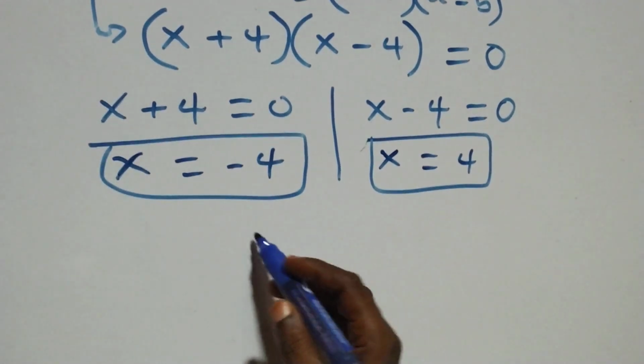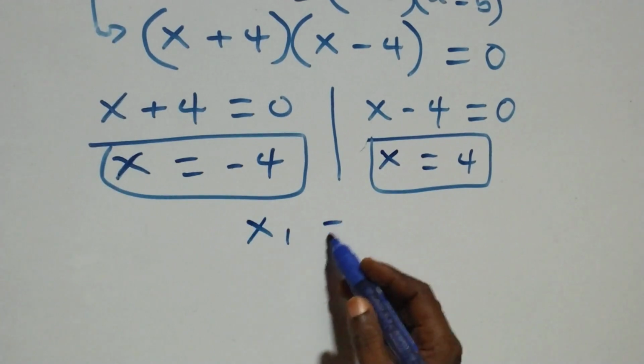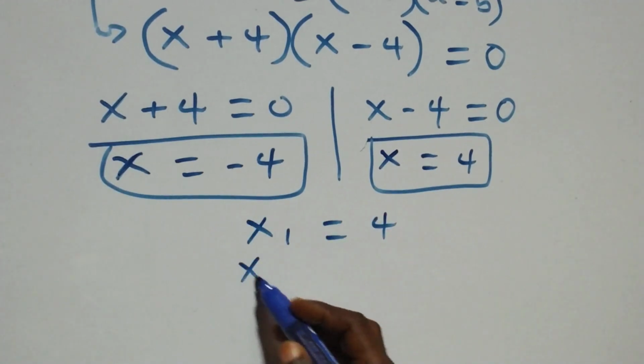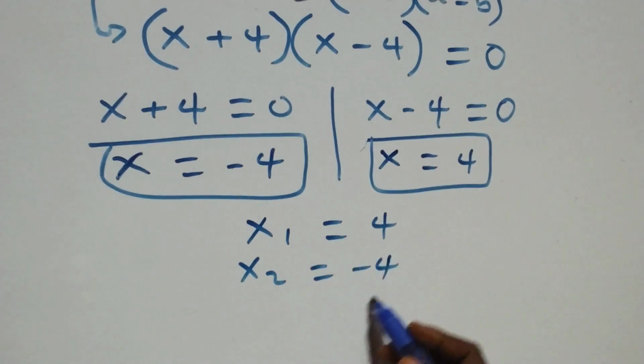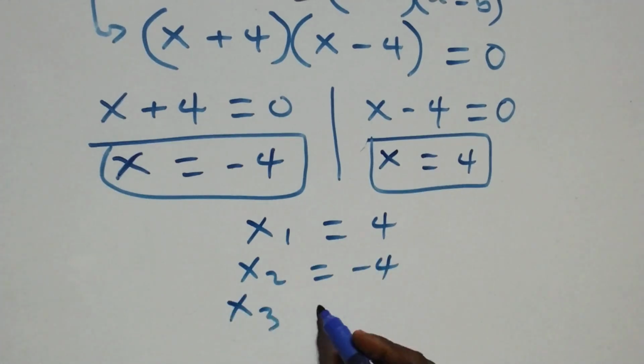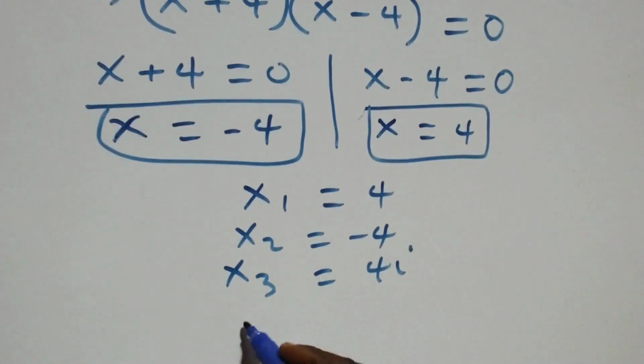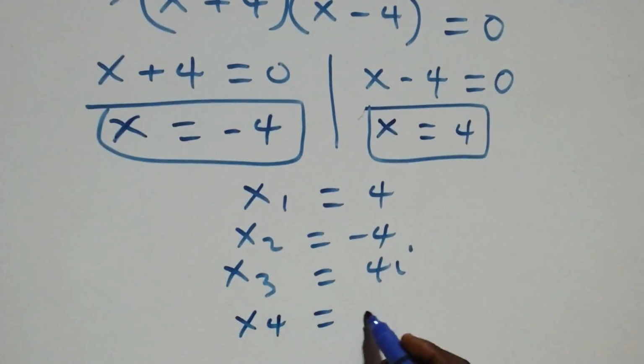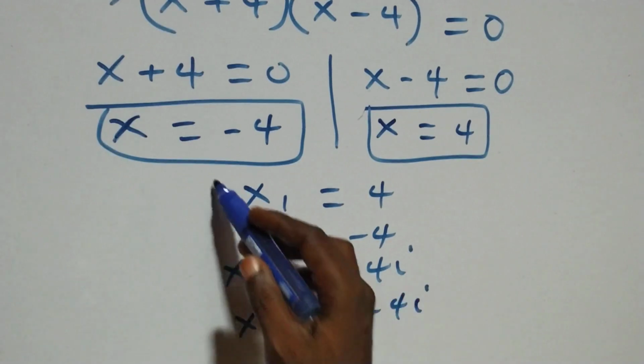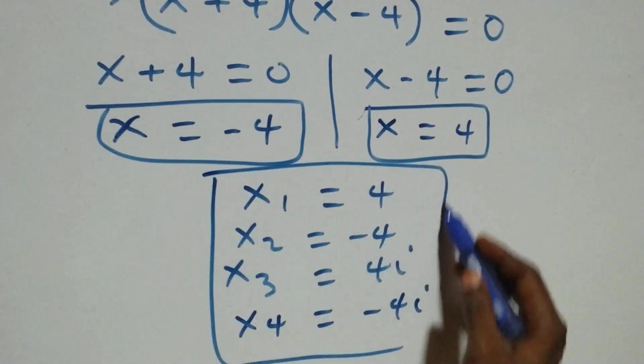When we write it out, we have x1 equals to 4, x2 equals to minus 4, x3 from the complex, we have 4i. Then x4, also from the complex, we have minus 4i. So we have 4 solutions here, 2 real and 2 complex.